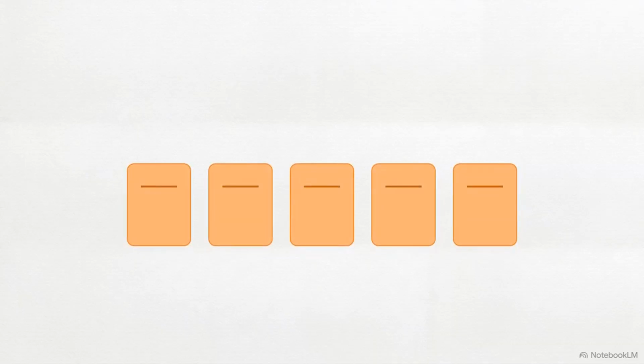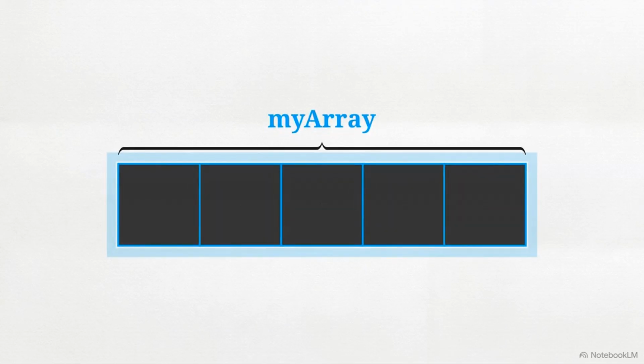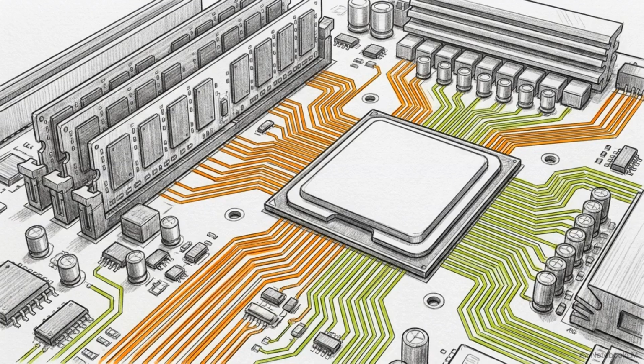In programming, an array works the same way. It's a row of digital boxes in the computer's memory, all grouped under one single name. Instead of holding mail, each box holds a piece of data, like a test score or a name. Understanding this structure is a foundational skill. It's one of the first steps toward understanding how computers manage and retrieve large amounts of information efficiently.